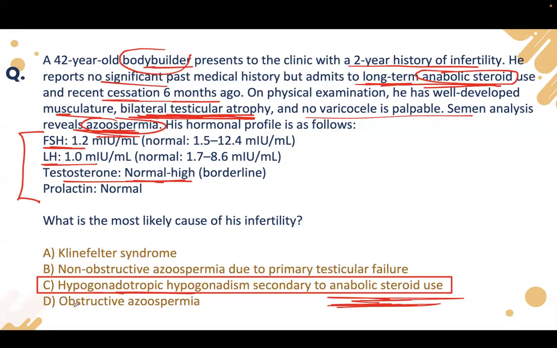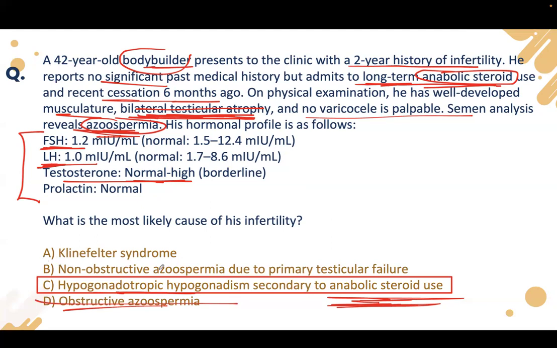So let's start with obstructive azoospermia. In obstructive azoospermia, you would see azoospermia, that's true, but you won't see bilateral testicular atrophy. And if you do see it, it may be in some of the diseases. However, let's take a look at the labs. FSH and LH would be normal in obstructive azoospermia. They won't be low, which is why we can rule it out.